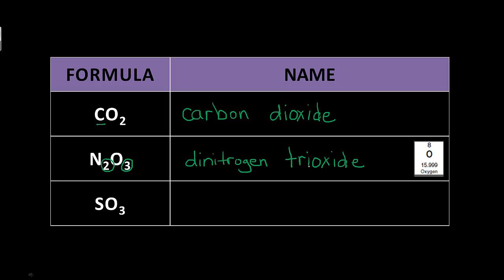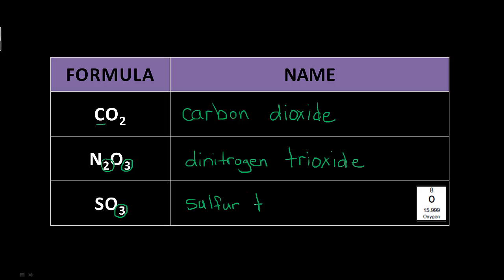2 nitrogens, 3 oxygens. Next example, SO3. S is sulfur. We only have one, so I'm just going to put sulfur. We do not have to use mono if the first nonmetal only has one. Our next nonmetal is O. That's oxygen. We have 3 of them. The prefix for 3 is tri, and oxygen, and we change the ending to IDE. SO3 is the same thing as sulfur trioxide.